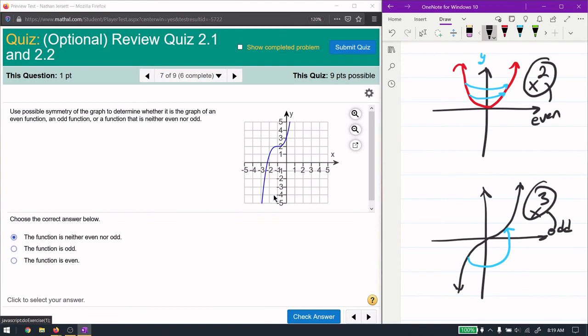This thing is the same graph as x cubed, but it is shifted off of the center origin point. It has to be rotationally symmetric about the origin, the very center of the grid. This is not. If I rotate 180 degrees, I would get something that's maybe like this. It looks very different. It's not the same graph, so it has neither even nor odd symmetry.